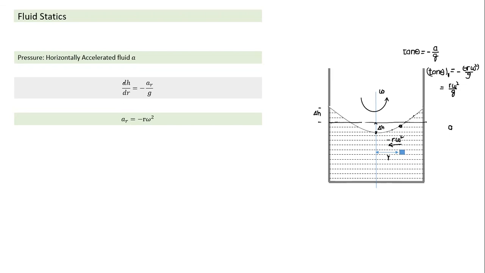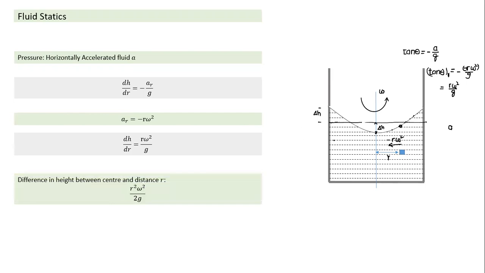I am using a similar expression for the slope here. In the previous case I wrote dh by dx, but here the radial direction is important, so instead of the horizontal direction I write dh by dr. Dh by dr is the slope at a distance r, and the slope is equal to the negative of the horizontal acceleration divided by g. Horizontal acceleration is minus r omega square. If I put in these values, I get dh by dr equal to r omega square by g. Depending on which 2 points I choose, I can find the corresponding height difference.